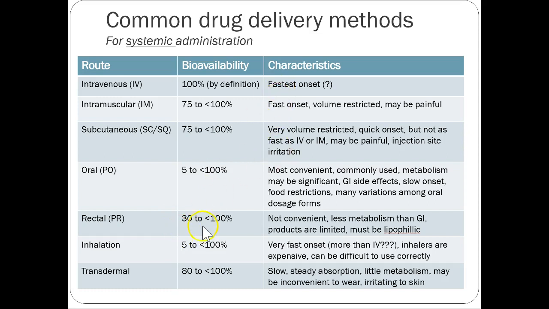Fastest onset should be IV. Some people argue that inhalation is the fastest onset, but you could go back and forth on that a little bit. But either way, IV is the only way to guarantee that all your medication is getting into the system completely. Everything else has some losses associated with it.